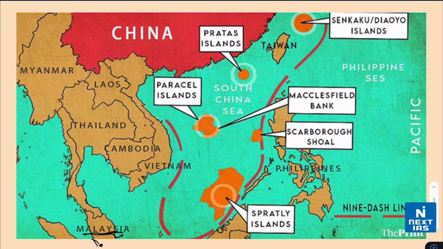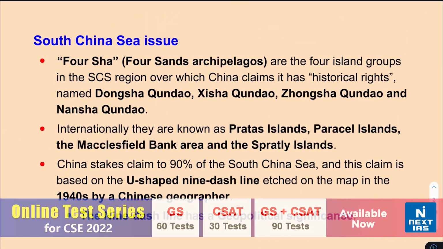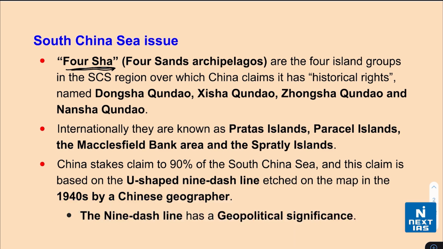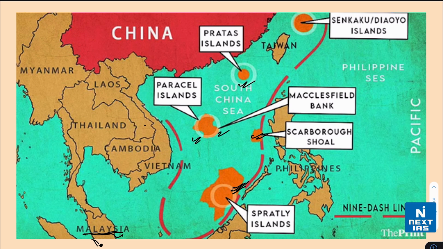Now in the map you can see these 4 islands, the Paracel Islands, Pratas Islands, Spratly Island, Scarborough Shoal, Maxfield. These 4 islands are claimed by China and known as 4 Sha. 4 Sha इन्होंने अपने नाम दिए हुए हैं. So these 4 Sha in Chinese are known as Dongsha Kwando, Shisha, Zongsha and Nansha. South China Sea is a part of Western Pacific Ocean.